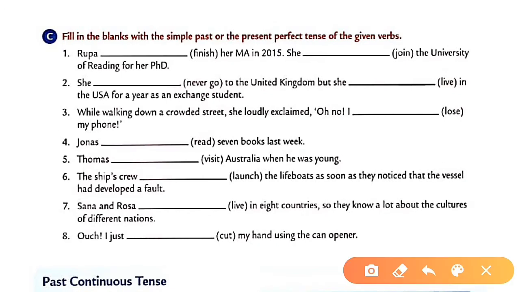Fill in the blanks with the simple past or the present perfect tense of the given verb. Rupa did her MA in 2015. Rupa finished. She has joined the University of Reading for her PhD. She recently joined, so it is present perfect tense, has joined.